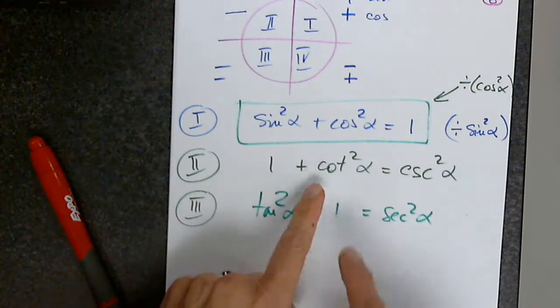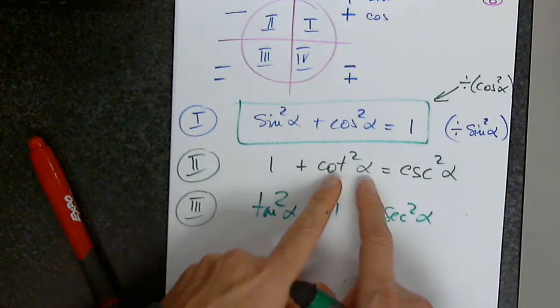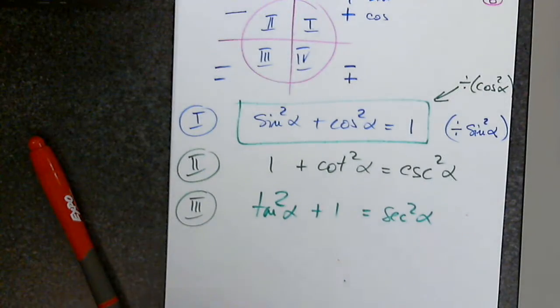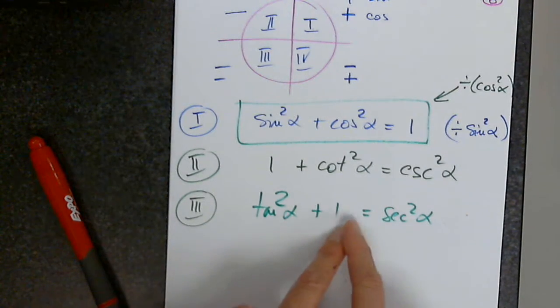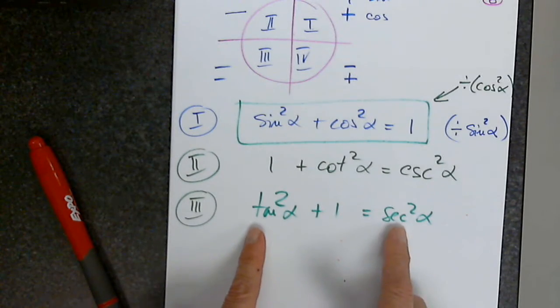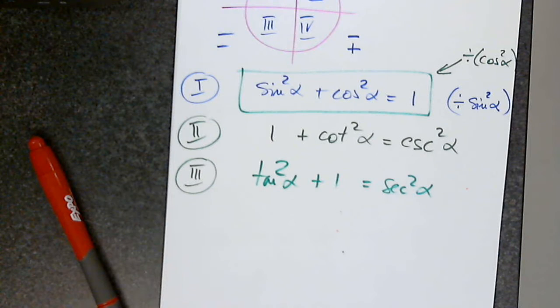So notice that cotangent and cosecant go together. 1 plus cotangent squared equals cosecant squared. And the other one, tangent squared plus 1 equals secant squared. You will see there is a very important relationship later on between tangent and secant in calculus. Okay, so now that's all I needed.